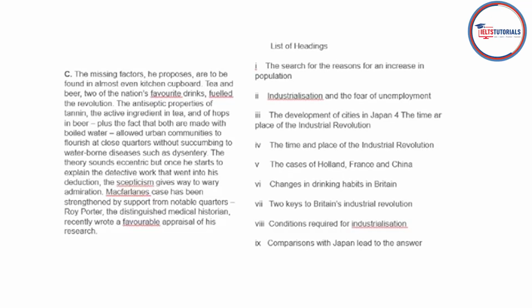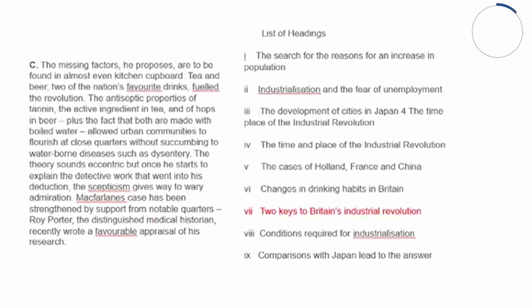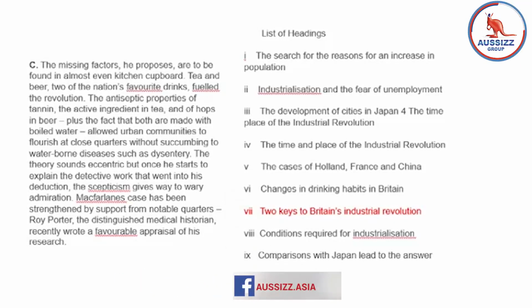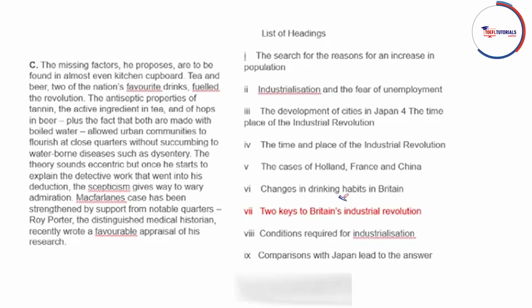If I'm skimming, means I'm getting 3 lines, 4 lines of my paragraph, I'm getting my fact. Okay, this is talking about this. So it will help you a lot, students. So the answer is 2 keys of Britain's industrial revolution. Okay, so see how easy it is. If you go with this strategy, definitely you will get your bands.